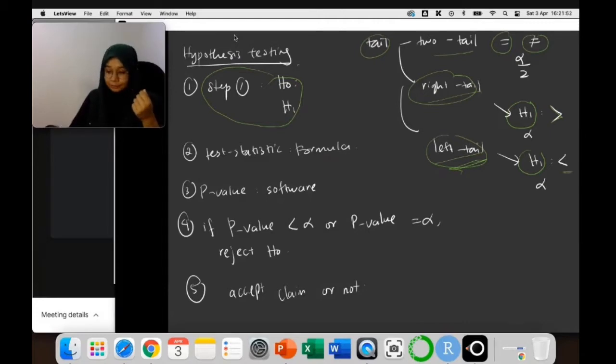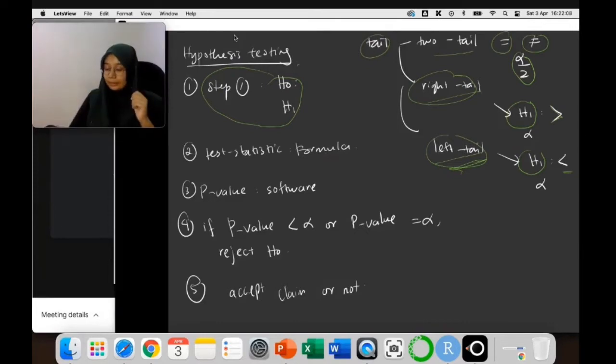So here, if you look at two tail, alpha must be divided by 2 because you have 2 regions. It is very important here because alpha will be related to the p-value. P-value is the smallest significance value. Okay, probability.